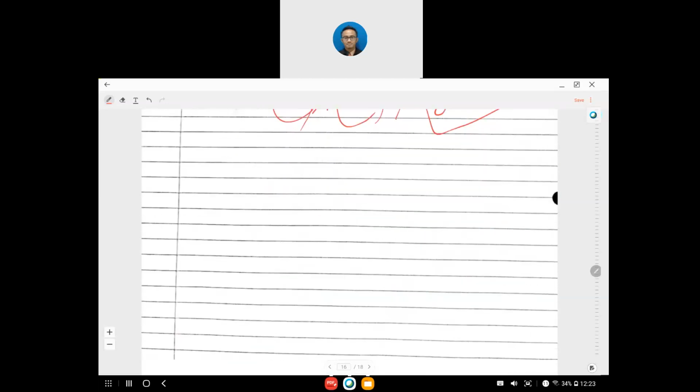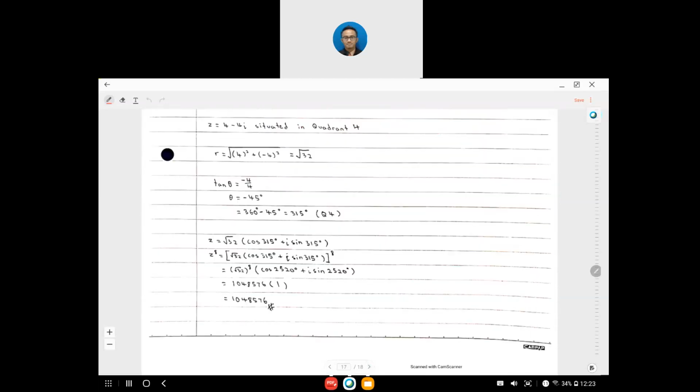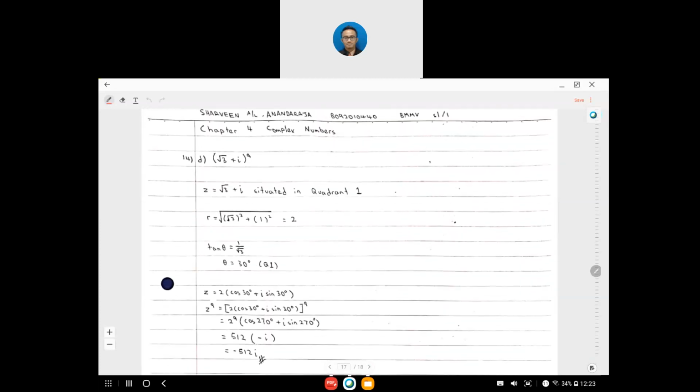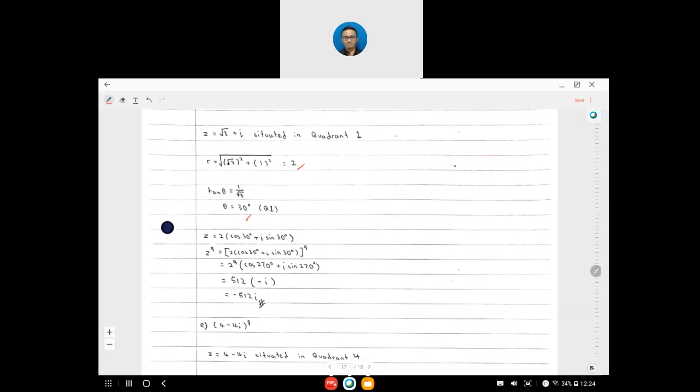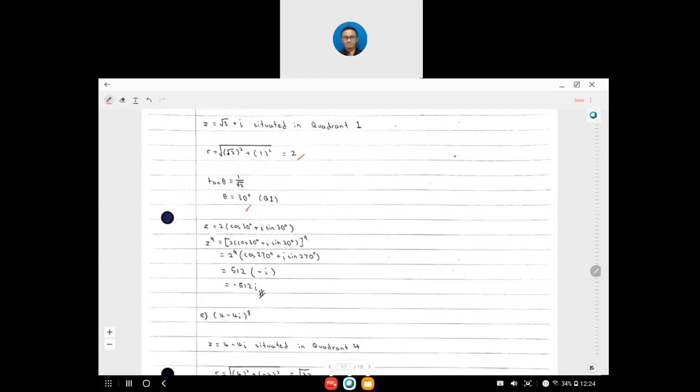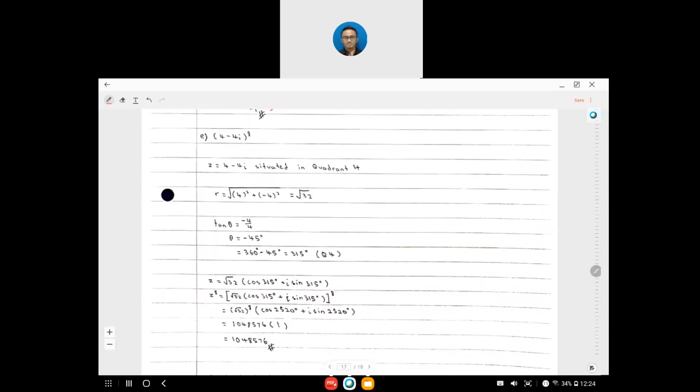Okay. D. (Root 3 plus i) to the power of 9. So this one also same thing. Find the value of r, you can get 2, and then tangent theta equals 30 degrees, first quadrant. First quadrant is no problem. So you can get negative 512i.